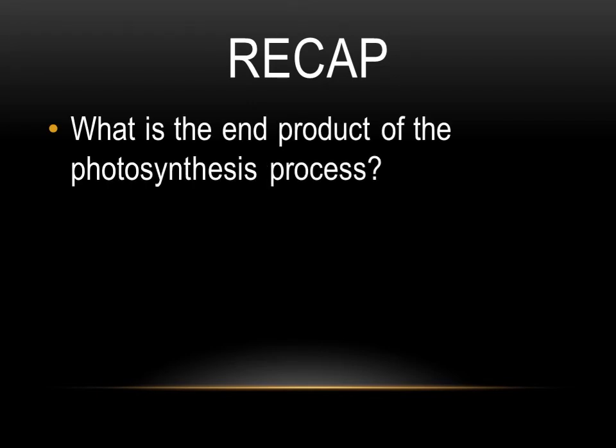Let's have a recap of what we learned today. What is the end product of the photosynthesis process? As we know, the leaves prepare the food for the plants using carbon dioxide, water and sunlight in the presence of the green pigment chlorophyll. The end product obtained after the photosynthesis process is carbohydrates, which is converted into starch and stored in various parts of the plants like roots, stems, leaves, flowers, fruits, and seeds.